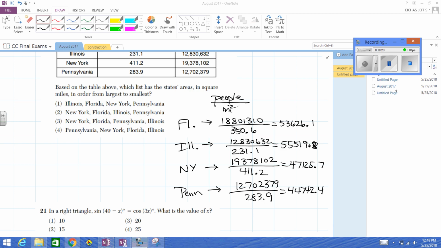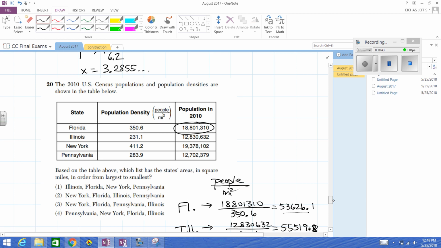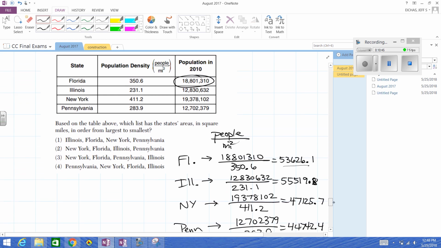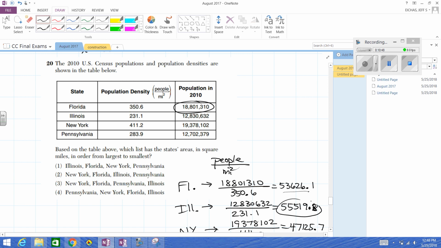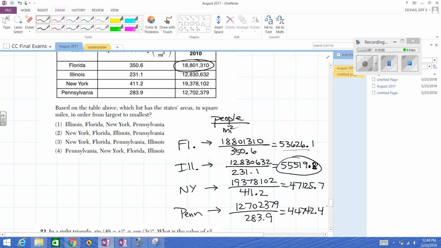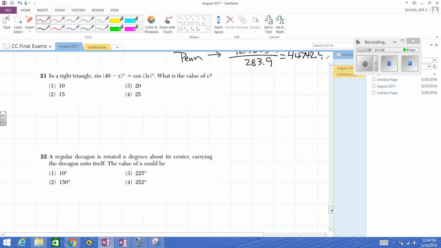Okay, so here's what I found for the population densities. People divided by square miles gets us this, 53,626 people per square mile. Now, the one that's the highest is right here, the highest number of people, so the most dense. So you want largest to smallest. Illinois comes first, then Florida, New York, and Pennsylvania. It looks good. Choice 1.